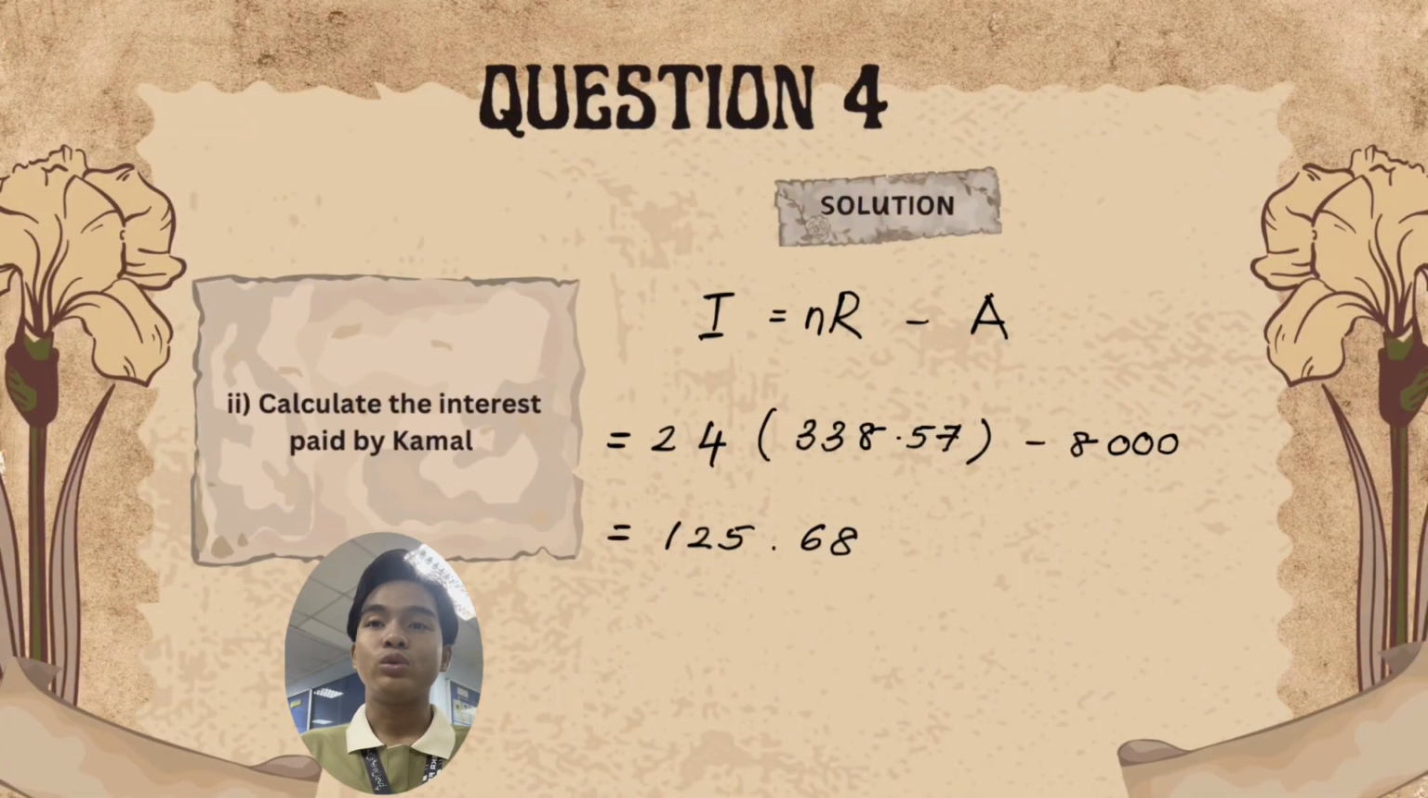Question B2. Calculate the interest paid by Kamal. In this question, we are using an interest formula, which is I equal to n times R minus A. n is 24, R is 338.57, and A is 8,000. And the final answer for this question is 125.68.